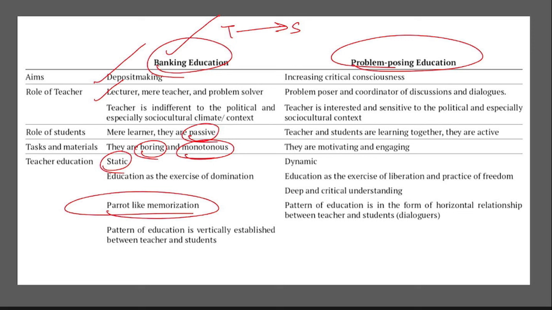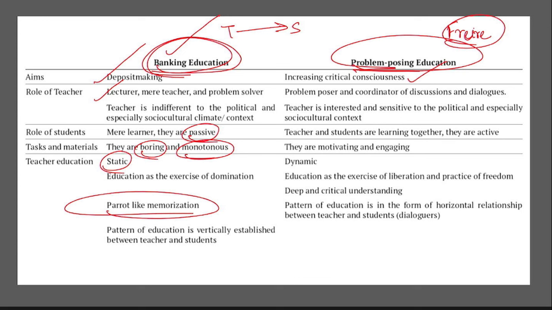Now, there is another kind which was given by Paulo Freire. Okay. He contrasted this banking education with problem-posing education, the type of education where critical consciousness is increased. Okay, here the teacher poses the problem. Here he coordinates the discussion. Okay, discussion dialogues where the teacher is interested in sensitive topics of politics or society, and he or she puts all these things in front of the students so the students can actively discuss.